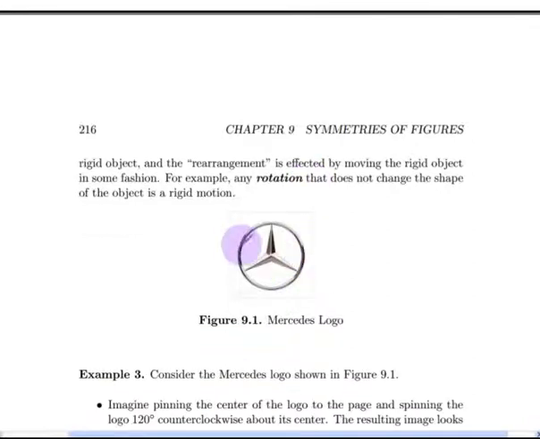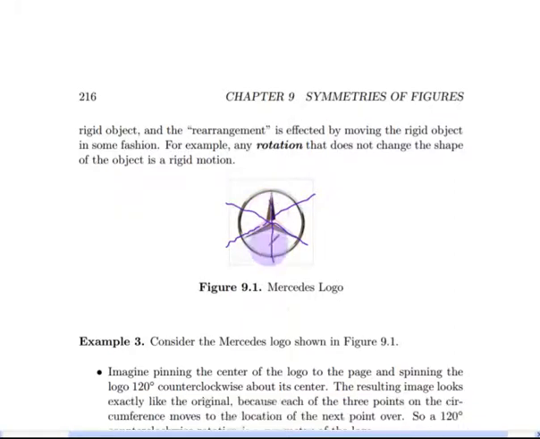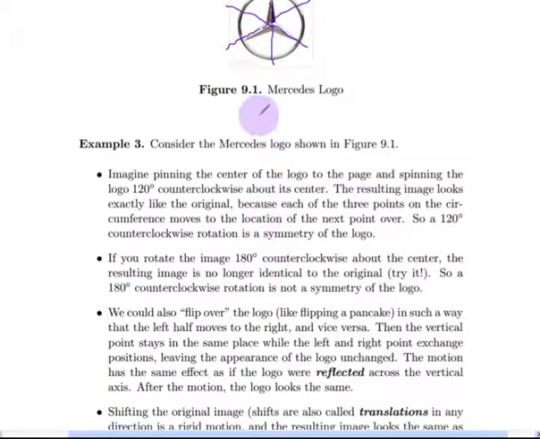So here's an example of an object that has, we say objects that have symmetries have some kind of symmetry. Now I could take this Mercedes logo and rotate it counterclockwise 120 degrees, and it would look the same. Okay? I could rotate it 240 degrees, or I could flip it around this axis, or this axis, or this axis. Any one of those rigid motions would not change the appearance of the logo. So all of those motions are called symmetries.